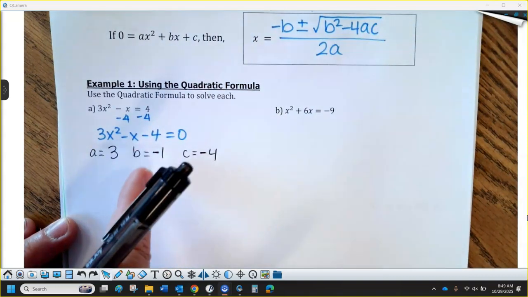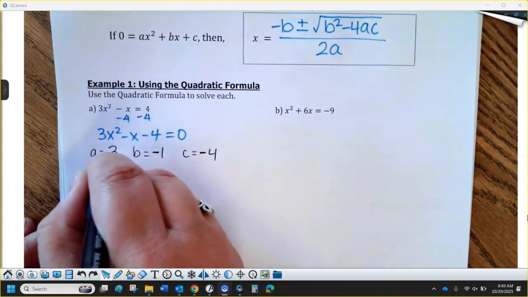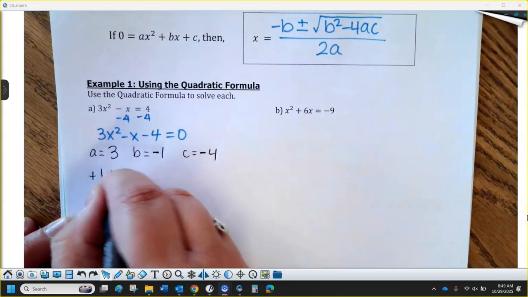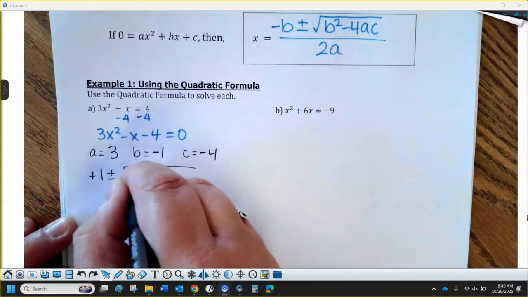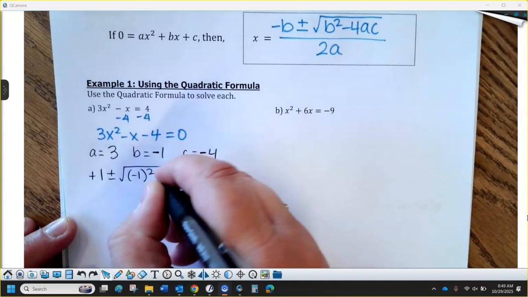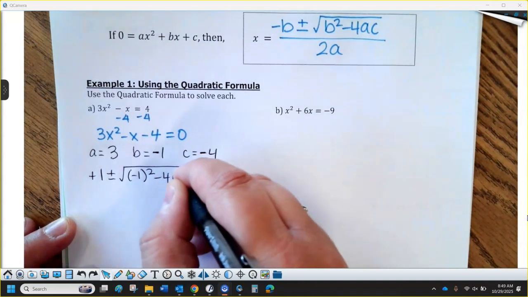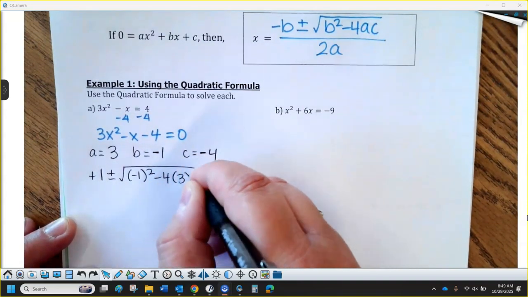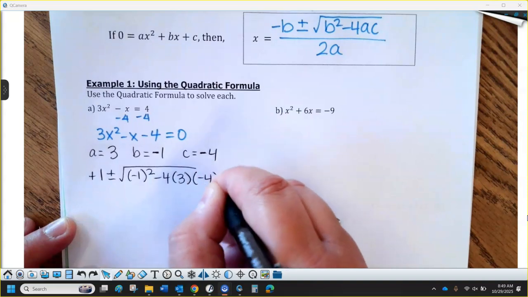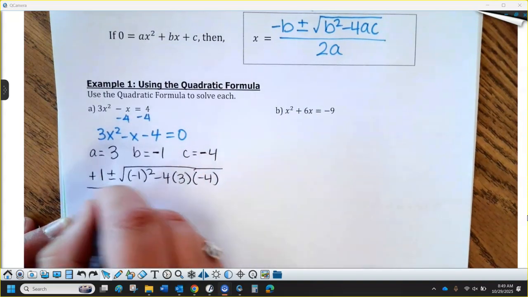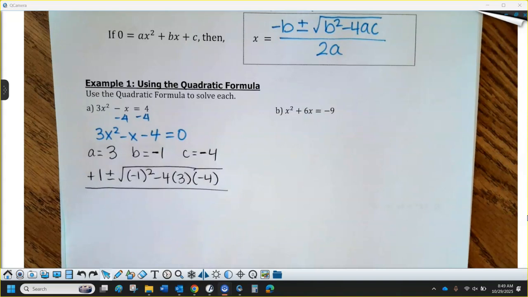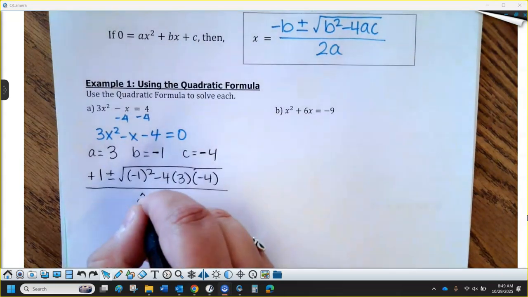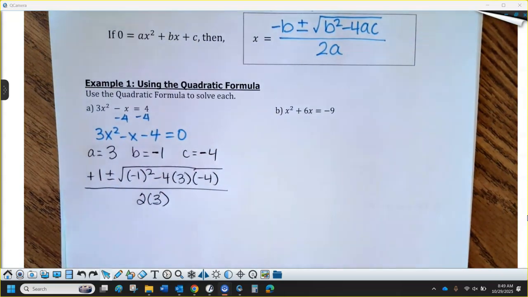Okay, so here's how it works. Opposite of b. Well, b is -1. So this would be +1 on the top. Plus or minus square root. B squared would be -1 squared. 4 times your a value, which is 3, times your c value, which is -4. And then don't forget the bottom of the fraction. Sometimes people will start to set this up and they'll forget the bottom of the fraction. The whole thing is over 2a, so this would be over 2 times 3.